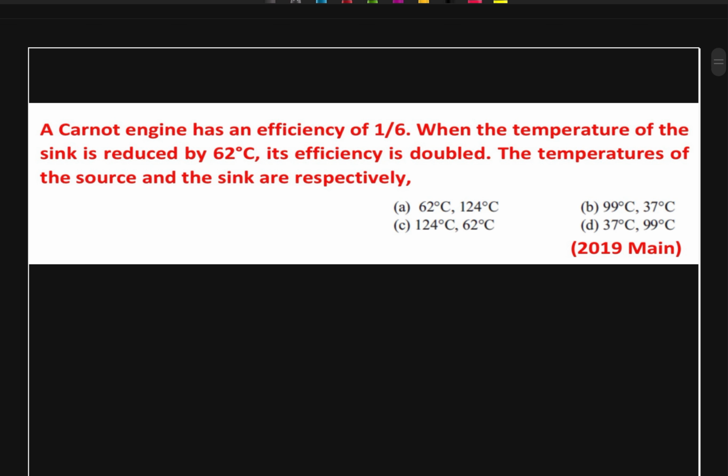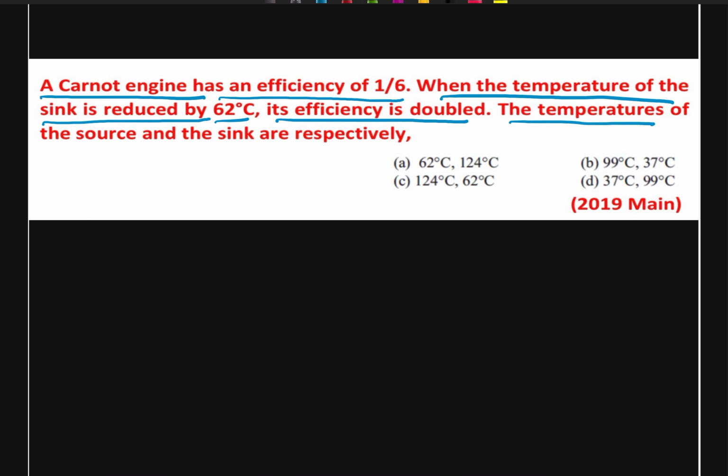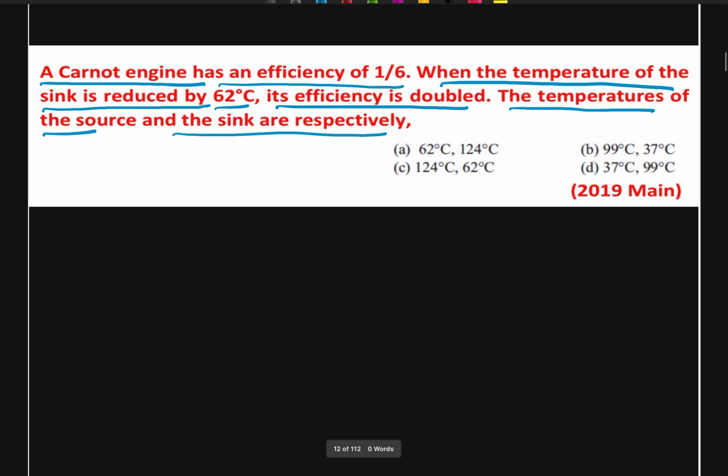It states that a Carnot engine has an efficiency of 1/6. When the temperature of the sink is reduced by 62 degrees centigrade, its efficiency is doubled. The temperatures of the source and the sink are respectively? So here we are given a Carnot engine and we are talking about its efficiency.